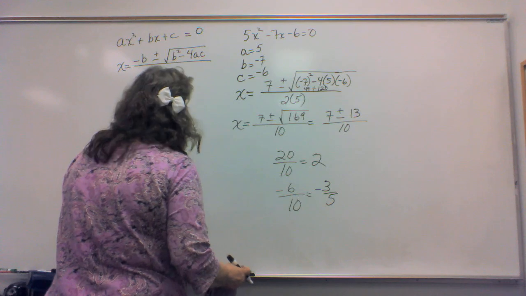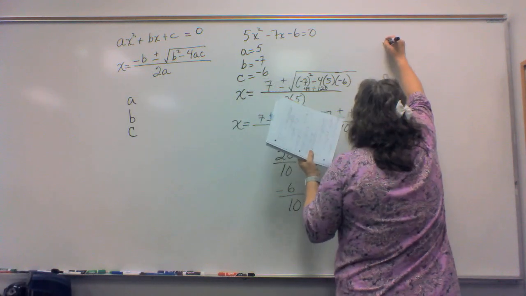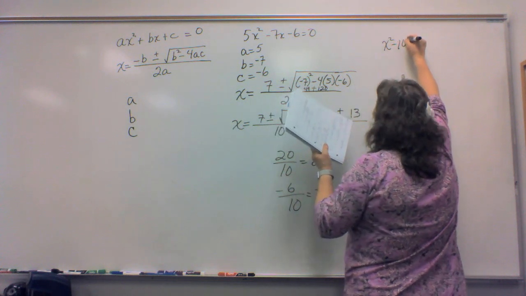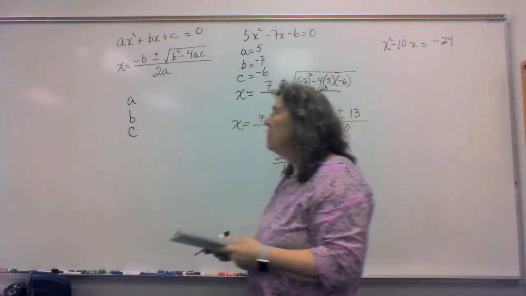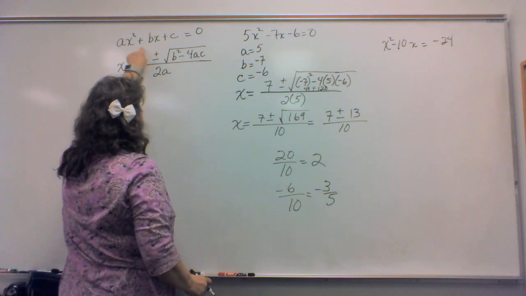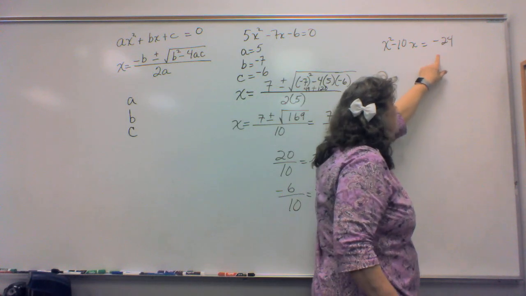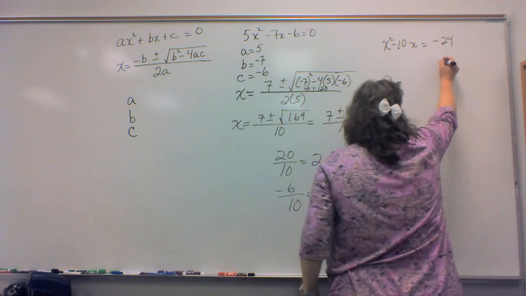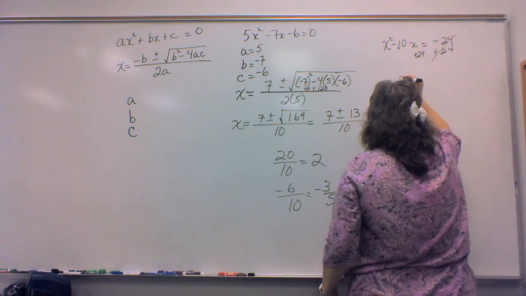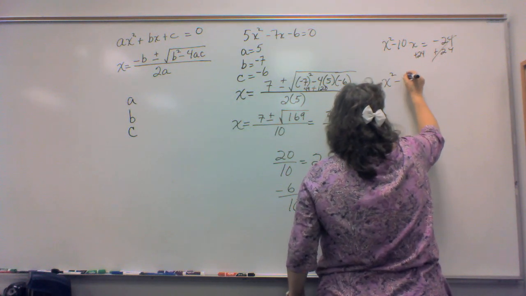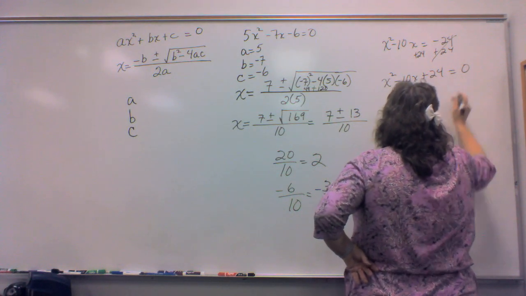Okay, so let's look at another one. X squared minus 10x is equal to a negative 24. Remember, by definition, your equation has to equal 0. This doesn't equal 0, so we have to make it equal 0 by adding 24 to both sides. That becomes 0, so we have x squared minus 10x plus 24 is equal to 0.